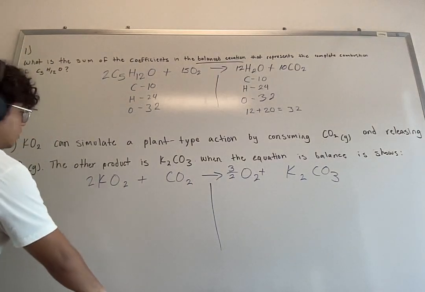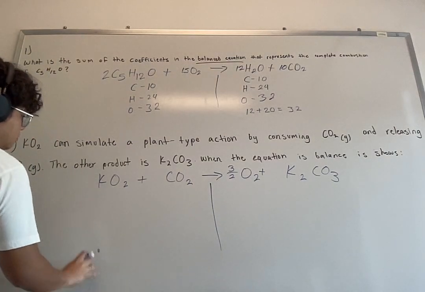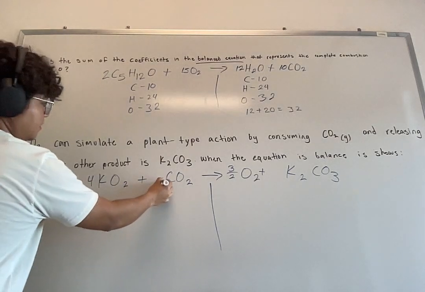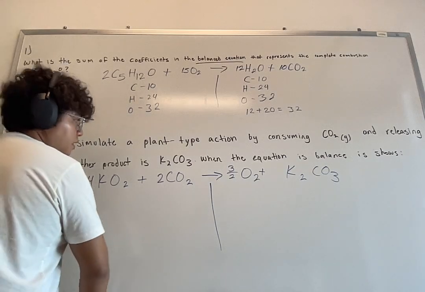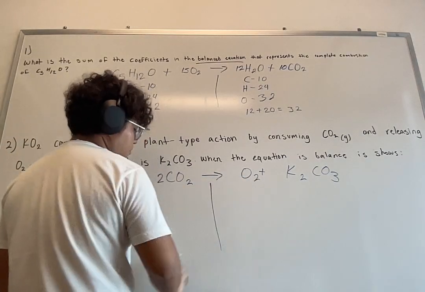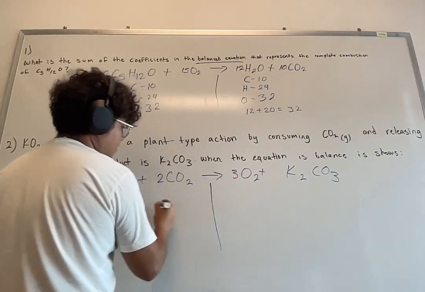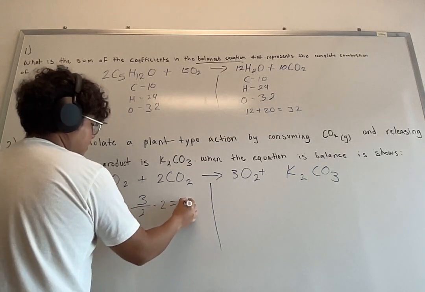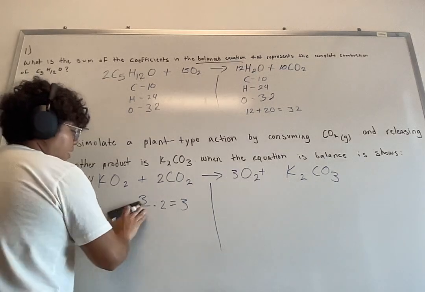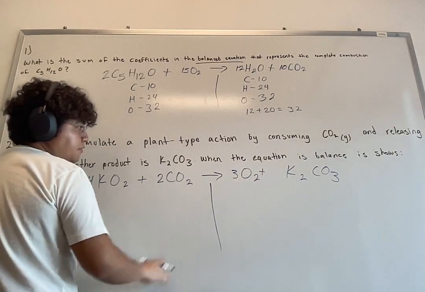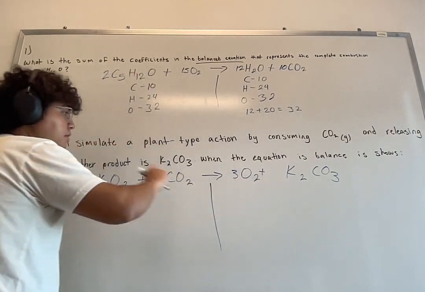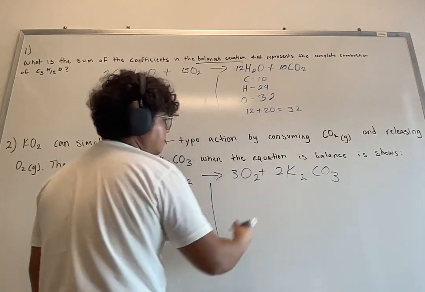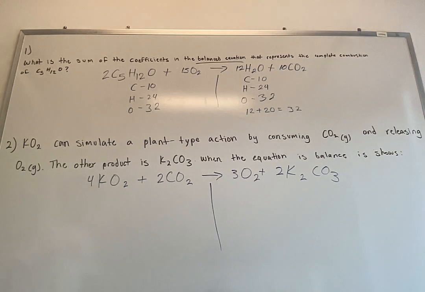2 KO2 is now 4 KO2. Here I only had 1 CO2, but now it's going to be 2 CO2. I got double. 3 over 2 times 2 is just 3. It cancels out. 3 over 2 times 2, you can plug that into your calculator. It's always going to be 3. All right. So 3 O2 plus K2CO3. There's only 1. But now we double it. We got 2.